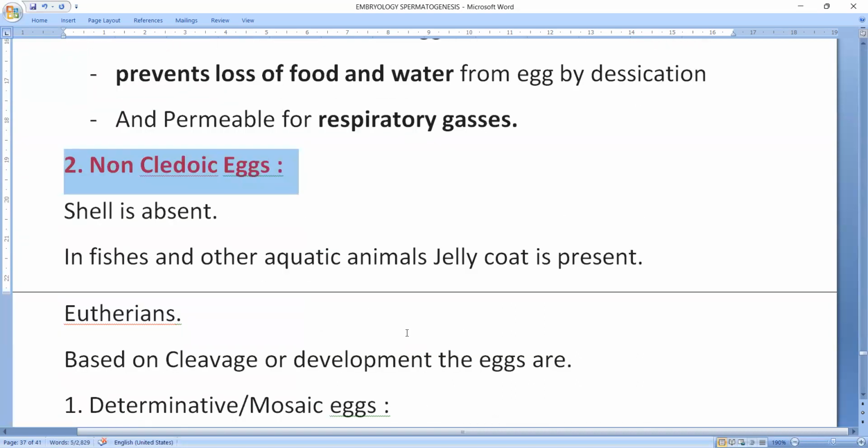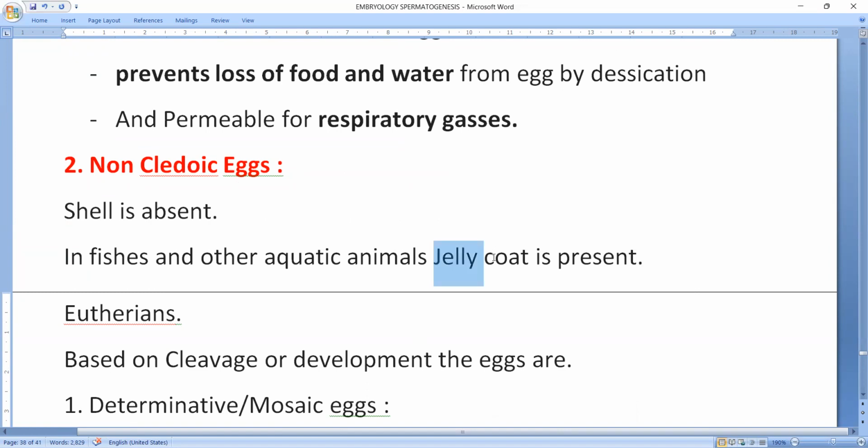Then non-cleidoic eggs. So in this type, shell is absent. So in fishes and other aquatic animals, due to lack of shell, instead of shell, they contain a polysaccharide coat. That coat is called jelly coat. Okay, so in fishes and other aquatic animals, frog also, the jelly coat is present surrounding the egg.